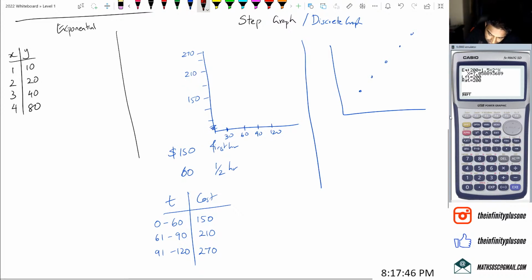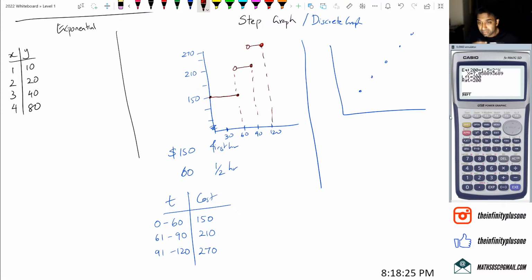So what happens is between 0 and 60, it's actually $150. So between 0 and 60, it's going to be 150. But between 60 and 90, or you can kind of say the moment it crosses 1 hour, and I really should have put 60, but this is just to give you an idea, right? The moment it crosses 1 hour and we go into that second hour, we're going to be charged $210. But that's going to be put as a little hole there. All right, and then between 90 to 120, we're going to put a little hole there, but it's going to be filled up at the end at 120.